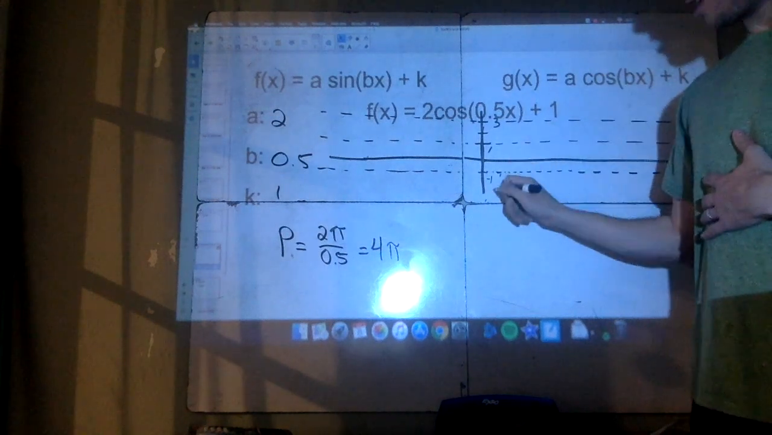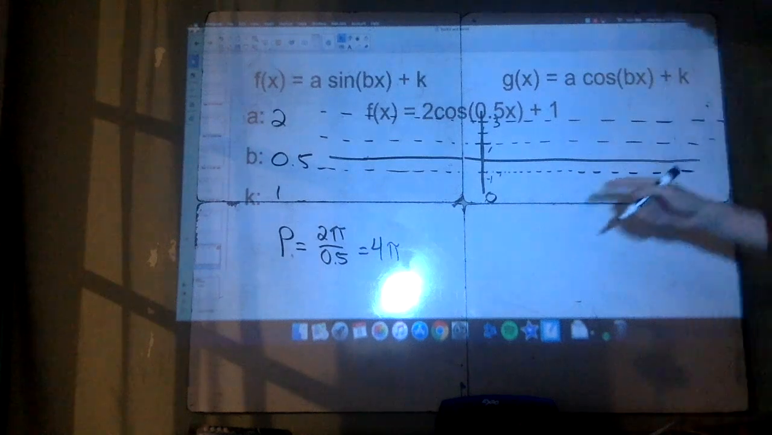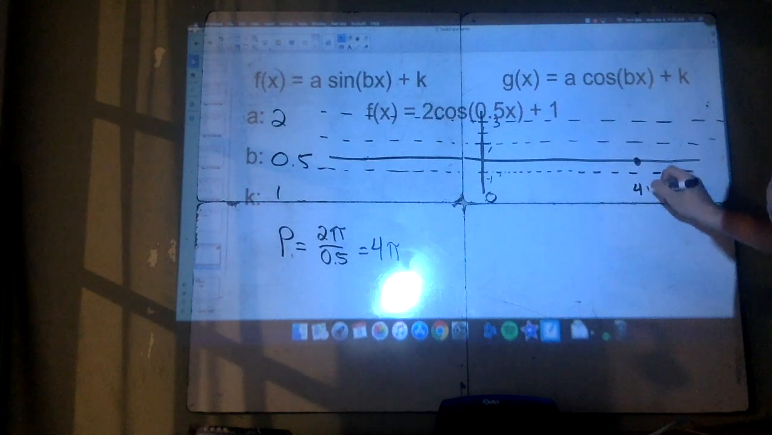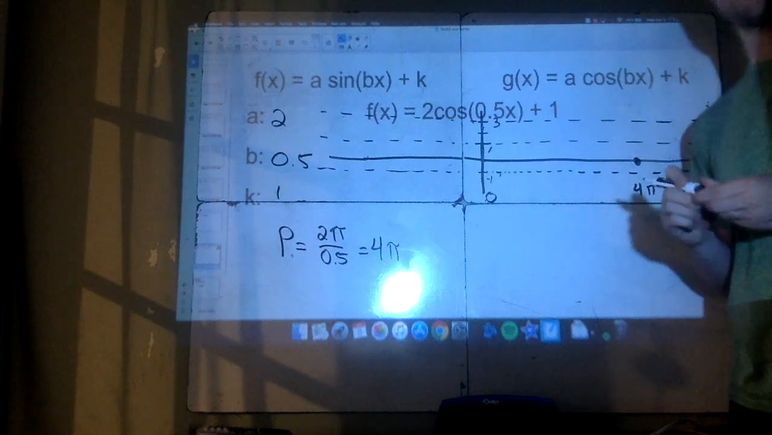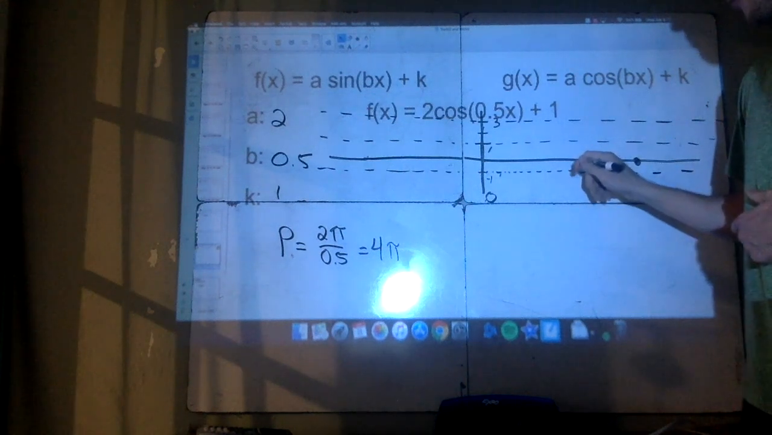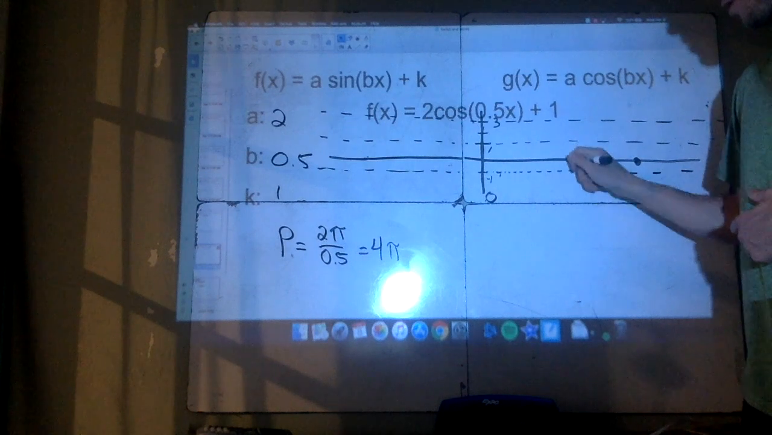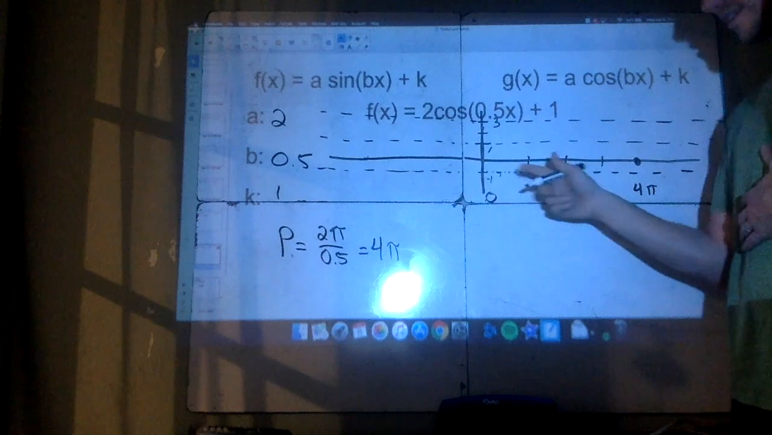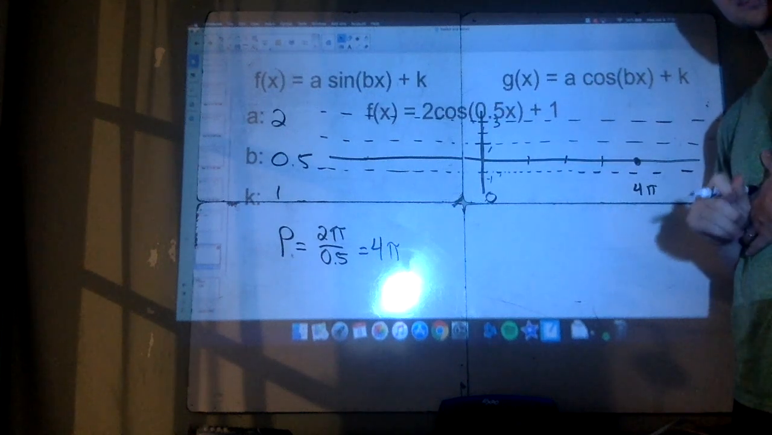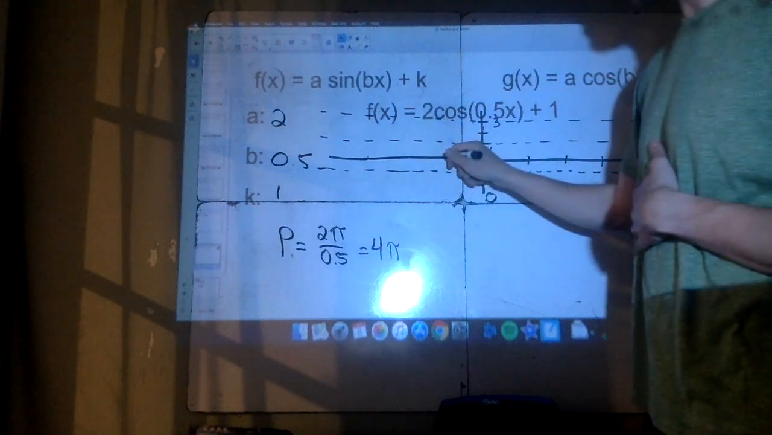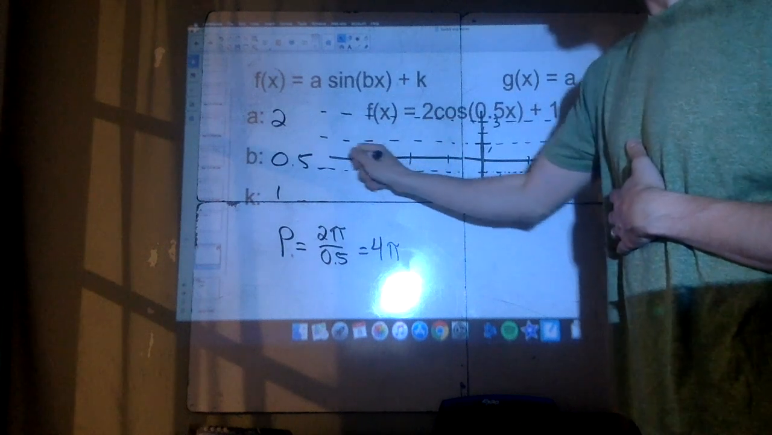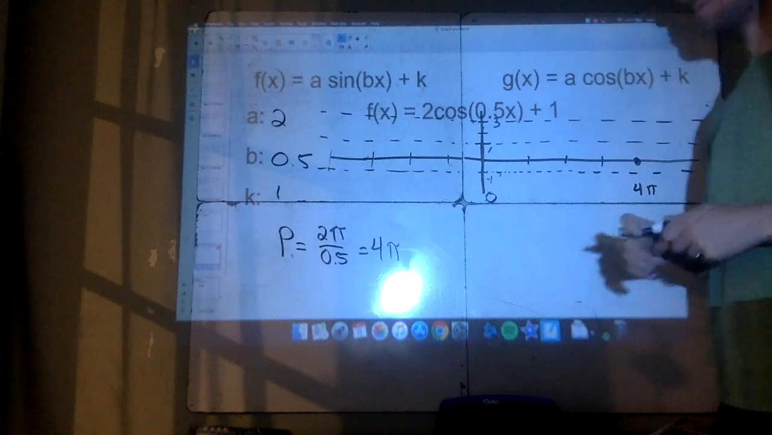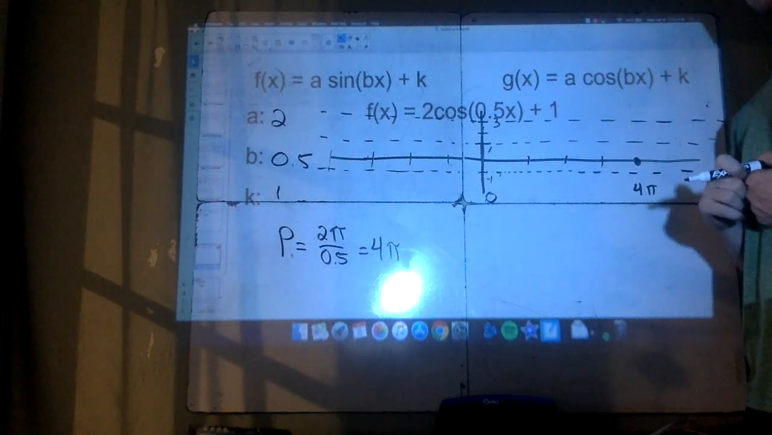All right, we're going to start, so we'll all just start at 0, and then we know the period. We'll mark it right about here, so it's even on both sides. We know the period is 4 pi. So I want you to find those other 4 major points. See if you can find the x coordinates of those points. And then also copy them down going backwards.